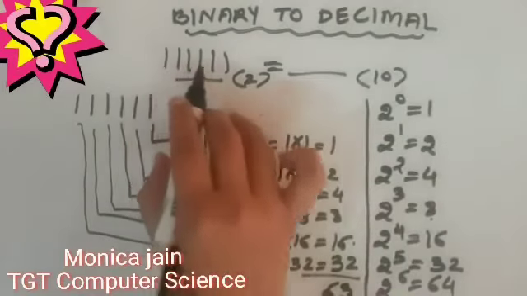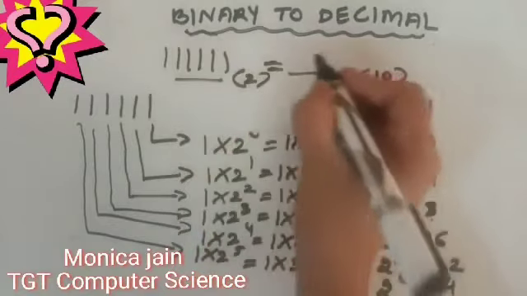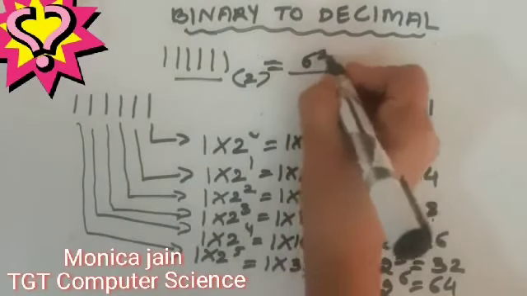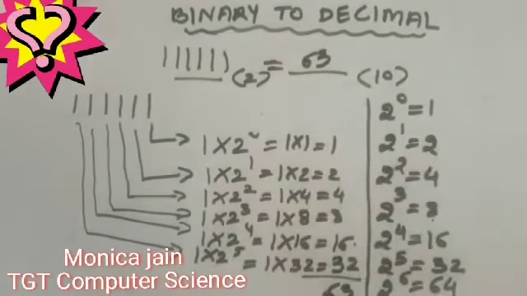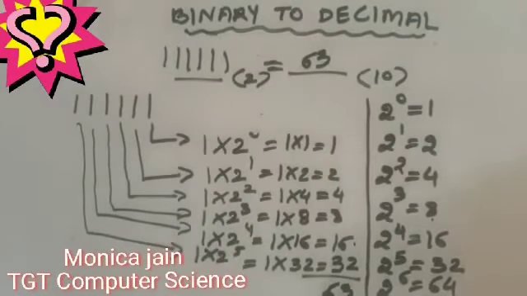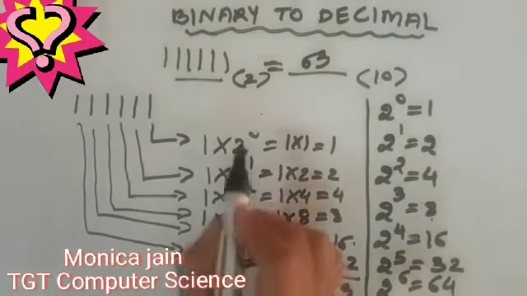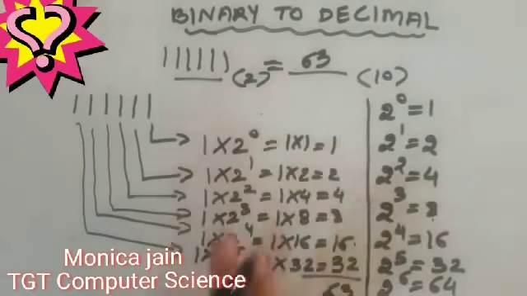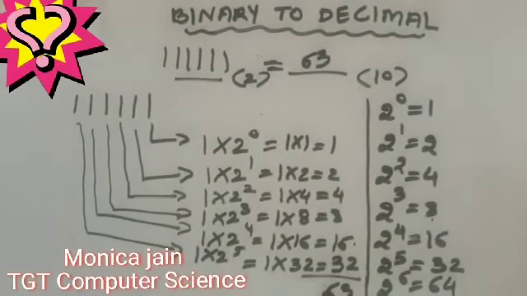Therefore, 1 1 1 1 1 1 to the base 2 is equal to 63 to the base 10. This is how we convert a binary number into its equivalent decimal form. Now this was about a simple binary number given.